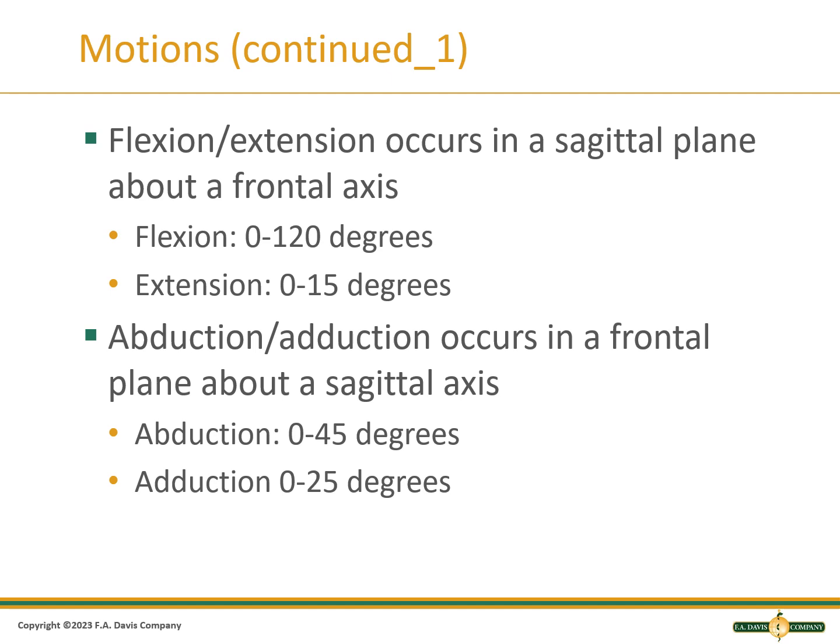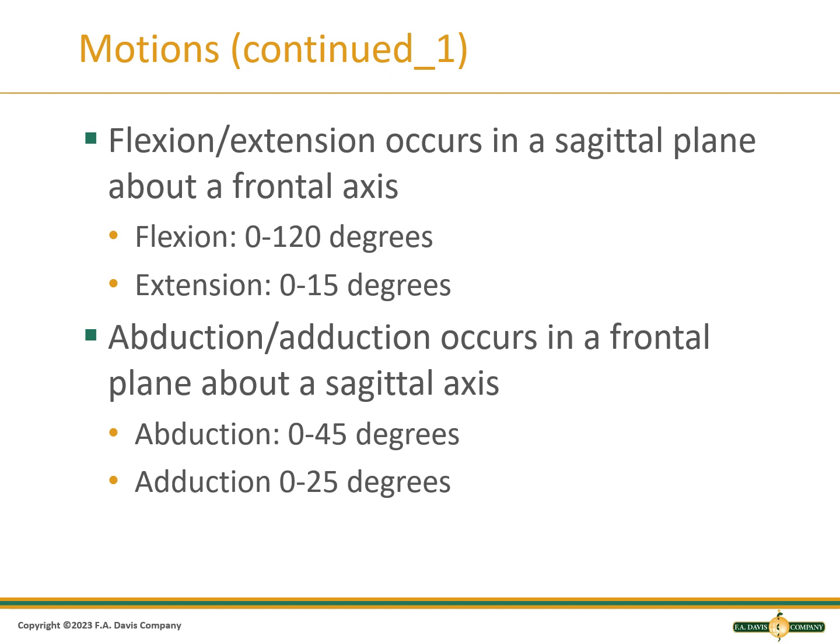Motions that happen at the hip are going to include flexion and extension, so forward motion would be flexion, posterior motion would be extension, occurring in a sagittal plane about a frontal axis. Our average normal range of motion for hip flexion is going to be 0 to 120, and then we should have 0 to 15 degrees of extension at our hip.